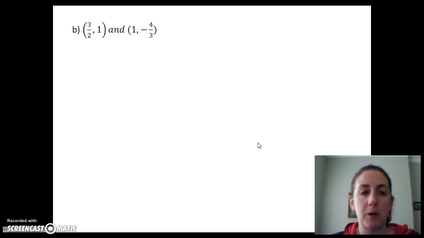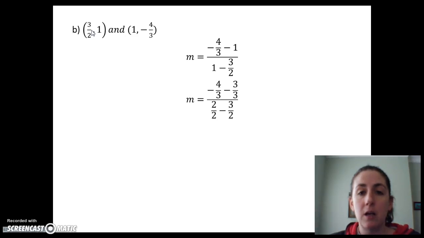Let's do another example. Let's do the ordered pairs (3/2, 1) and (1, -4/3). So again, we'll take our y from our second point minus the y from our first point over the x from our second point minus the x from our first point. Now we're dealing with fractions. Remember, when you add or subtract with fractions, you're going to have to find a common denominator. On the top here, the common denominator is going to be 3, and on the bottom here, the common denominator is going to be 2. Once you have common denominators, you can subtract or add their numerators over that denominator.